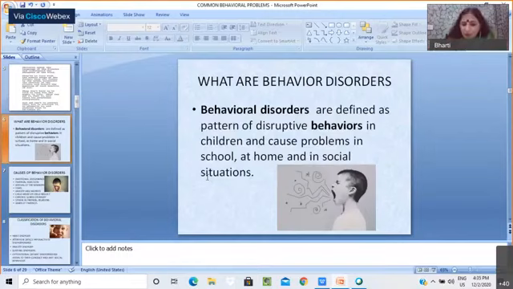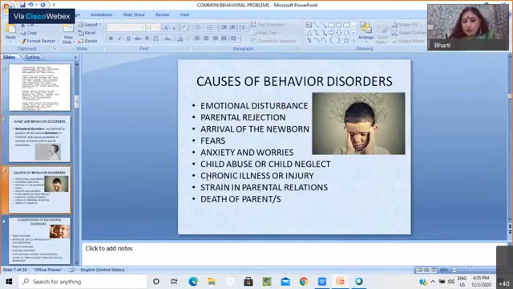And when we talk about behavioral disorders, we understand that they are a pattern, occurring again and again, of disruptive behaviors in children that cause problems in school, at home, and in social situations. Causes of emotional or behavioral disorders are emotional disturbances, which could be due to any reason: a one-parent family, an abusive family, a lot of conflict, maybe financial burden, and so on. Then parental rejection, where they are not being accepted by the parents.